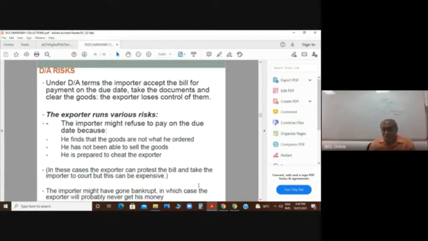He can do that, because he has already cleared the goods and maybe he has already sold the goods. But he can create a problem. Or he has not been able to sell the goods. That also can happen. He may be prepared to cheat the exporter, planning it from day one. In these cases, the exporter can protest the bill and take the importer to court.